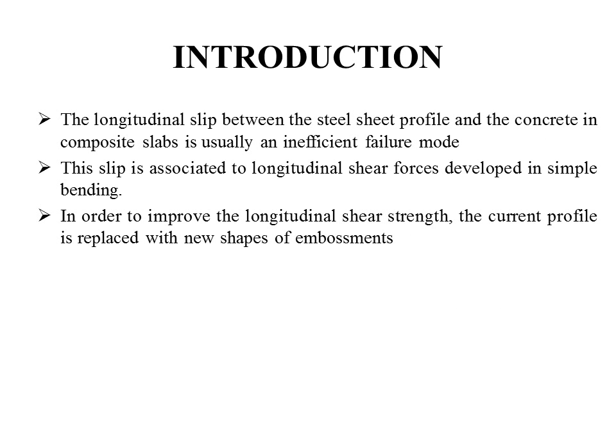Introduction. The longitudinal slip between the steel sheet profile and the concrete in composite slab is usually an inefficient failure mode, because, as I already told, usually the composite structure fails in between the steel concrete zone. The slip is associated to longitudinal shear force developed in simple bending. As far as the slab is bent by simple bending, there will be a longitudinal shear force occurring in between that portion.